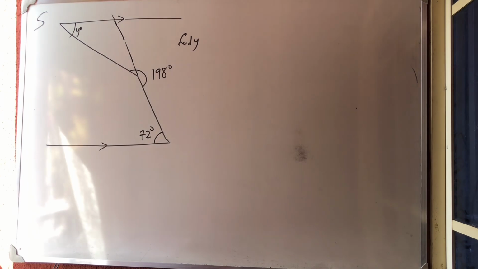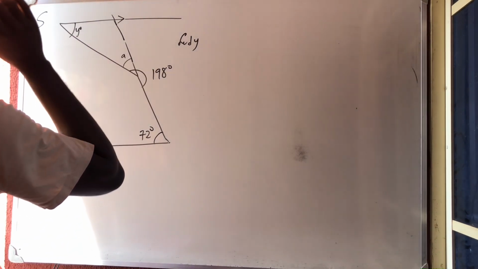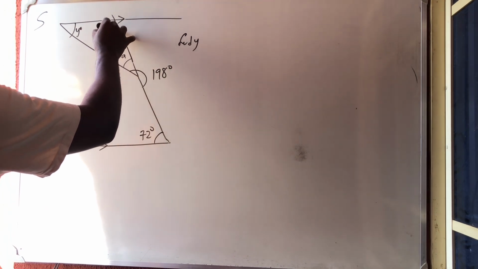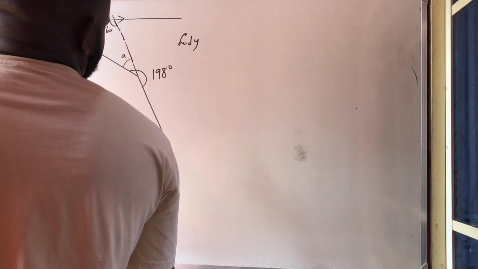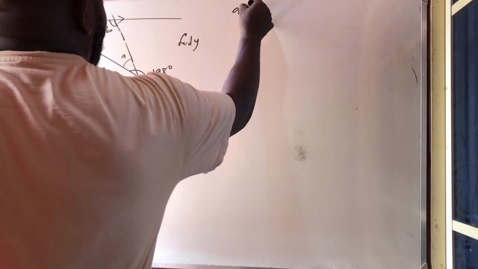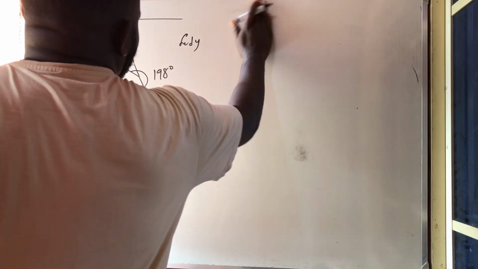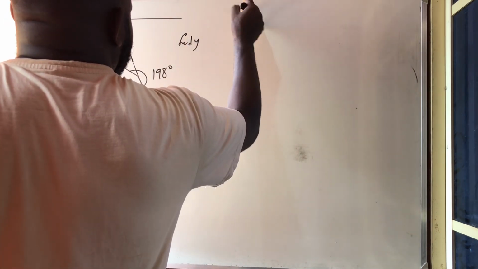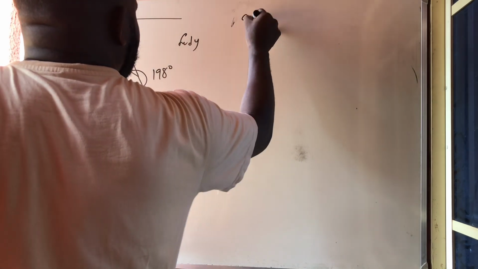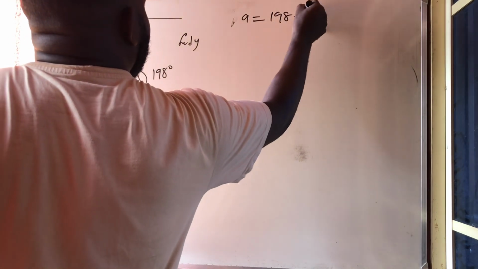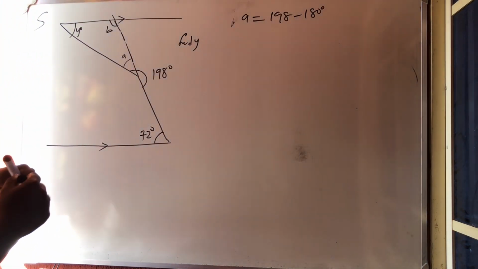Once it is covered as a triangle, now name here. Here is your A, here is your B, the complete triangle. Everywhere in the triangle, name it. Now, do you know that A is equal to what? 198 minus 180 degrees.